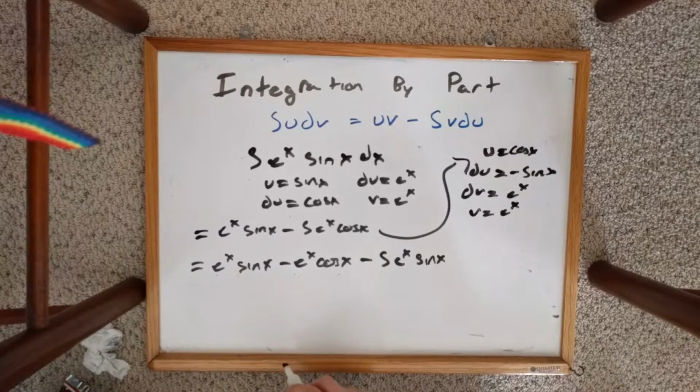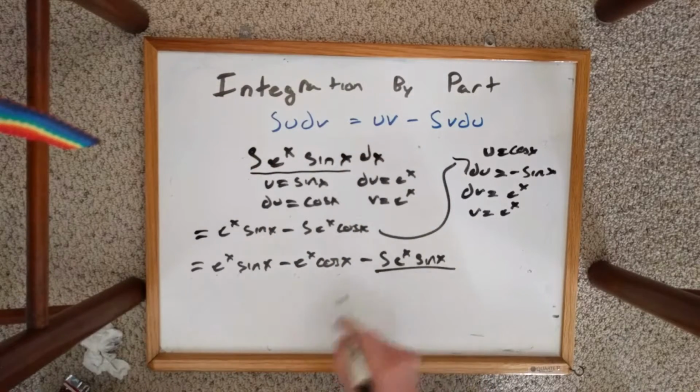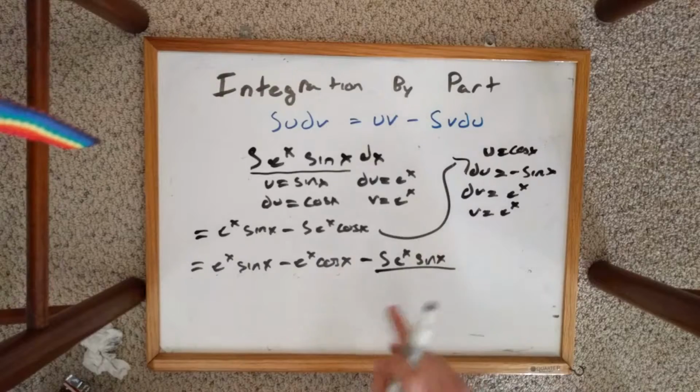Oh, here's the trick then, huh? We have what we're trying to solve for in our integral. That means we've created a loop. Now how are we going to solve if there's going to be an infinite loop of these integrals going on forever and ever? Luckily, we have an easy trick.